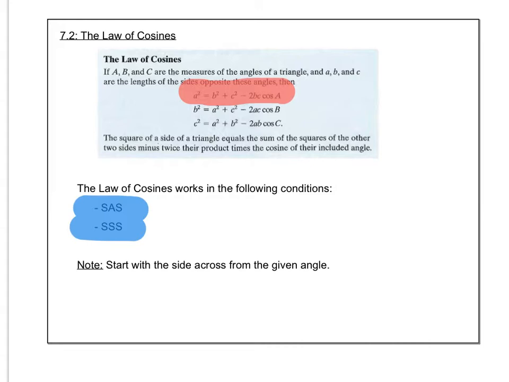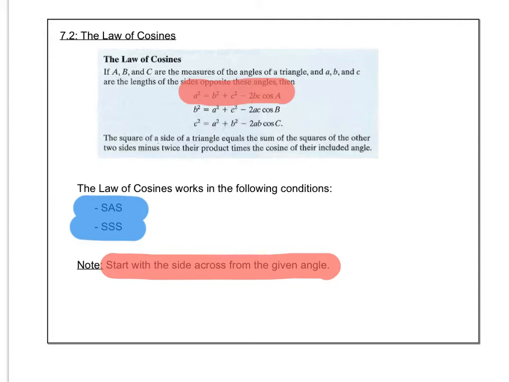You won't have to memorize this. I will give you the formulas. So you just have to be able to use it, and I will typically only give you the first formula, because the whole key here is that you just have to remember that the first thing squared that's by itself is always going to be the side that's across from the given angle or across from the angle you're trying to find.